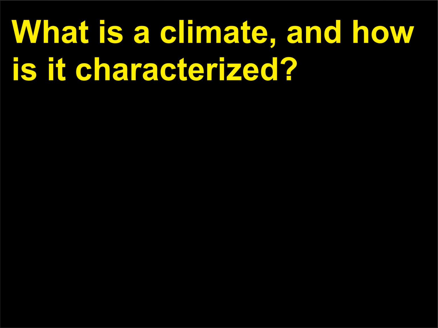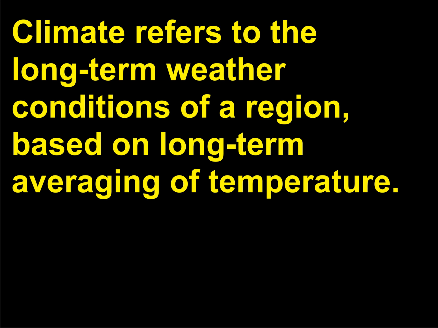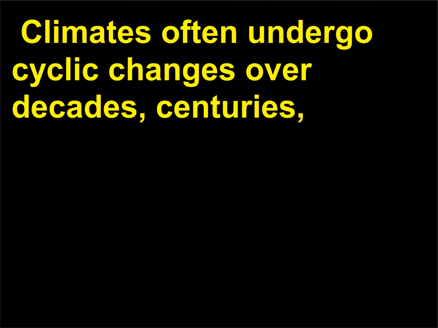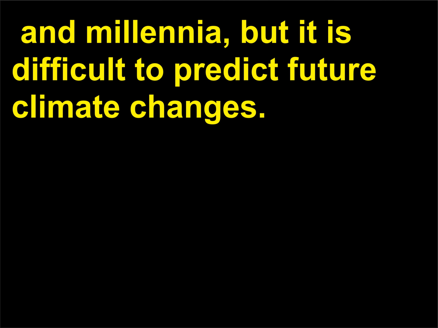What is a climate, and how is it characterized? Climate refers to the long-term weather conditions of a region, based on long-term averaging of temperature. Climates often undergo cyclic changes over decades, centuries, and millennia, but it is difficult to predict future climate changes.